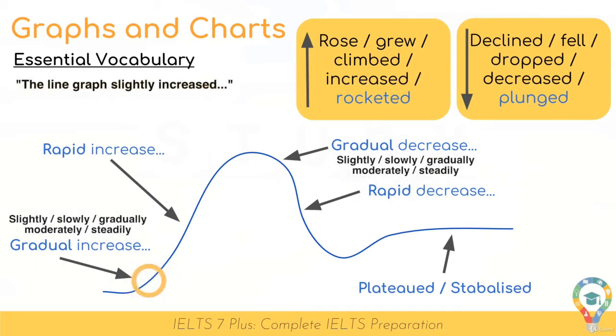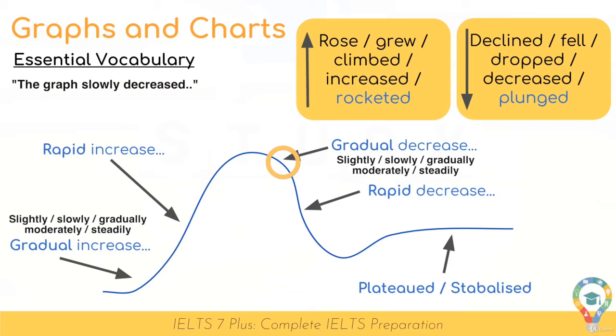The line graph slightly increased. Or you could also say, the graph moderately grew. Both these sentences mean there was a small increase. Here are some examples to describe a small decrease.